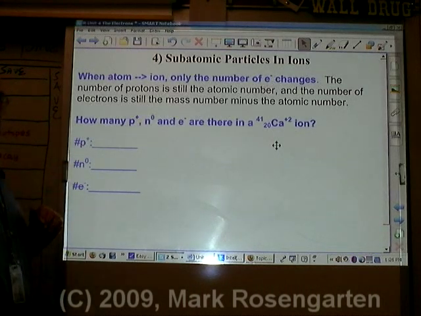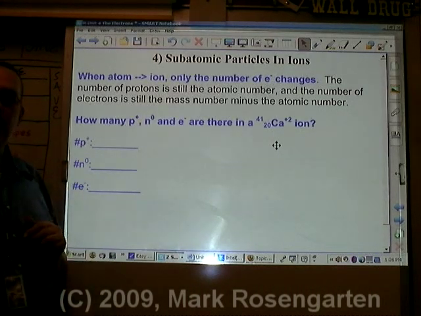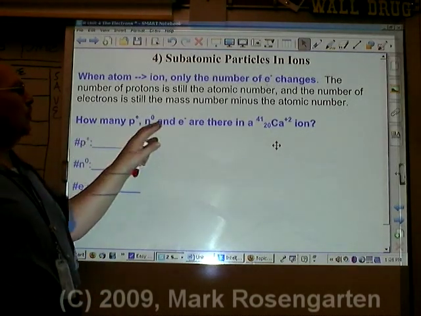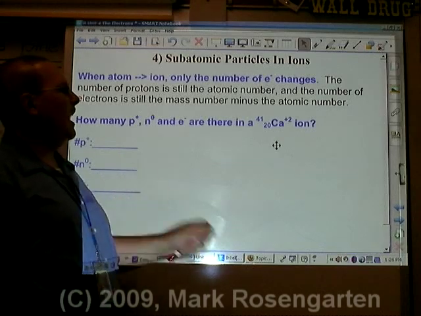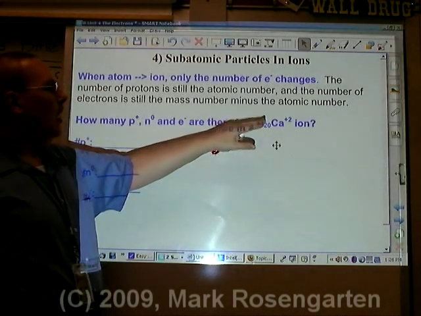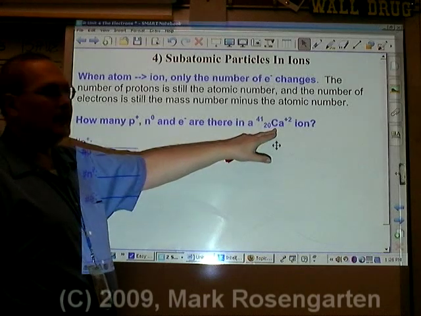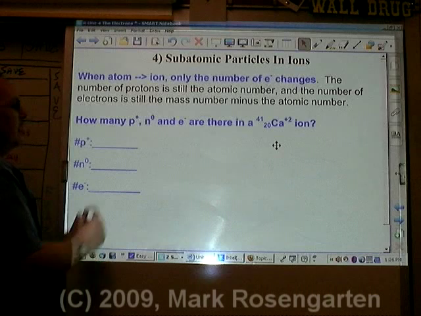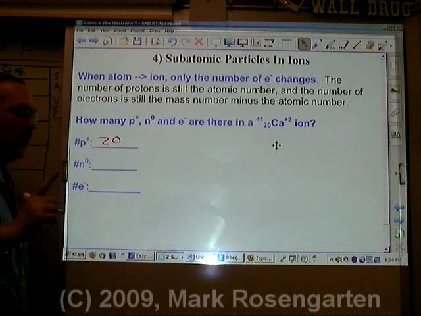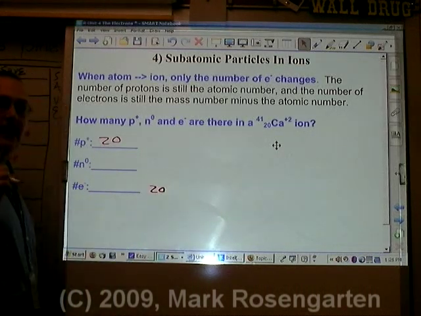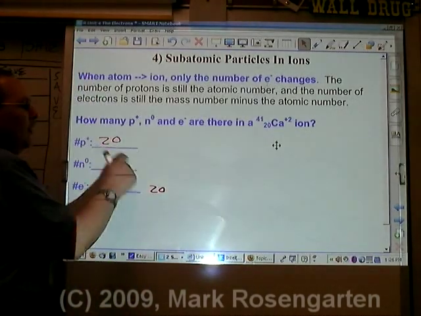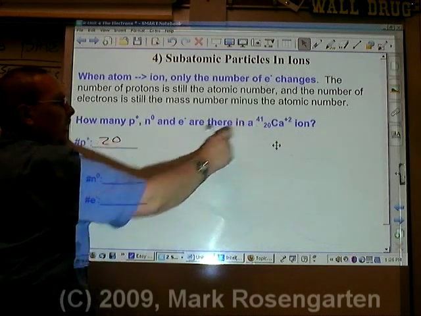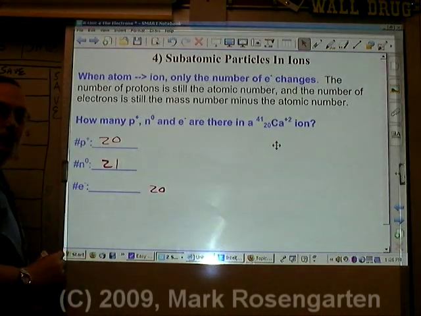The number of protons will remain the same, the number of neutrons will remain the same, only the electrons are lost or gained. How many protons, neutrons, and electrons are there in an atom that has a mass of 41, atomic number of 20, which makes it calcium, with a +2 ion charge? Well, 20 means that there are 20 protons. Now, if the atom was neutral, there'd also be 20 electrons, but because it's an ion, the numbers aren't equal. Because the mass number is 41, 41 minus 20 is 21 neutrons.